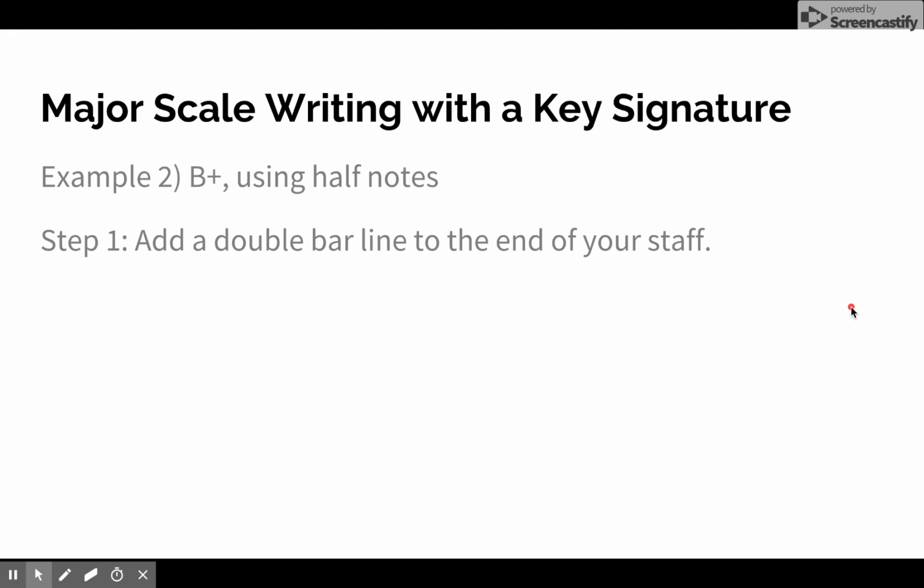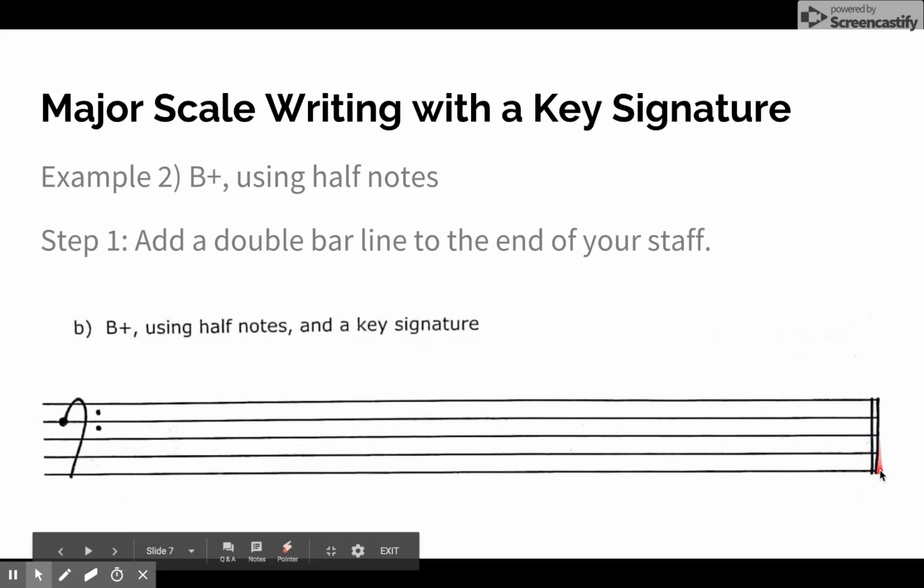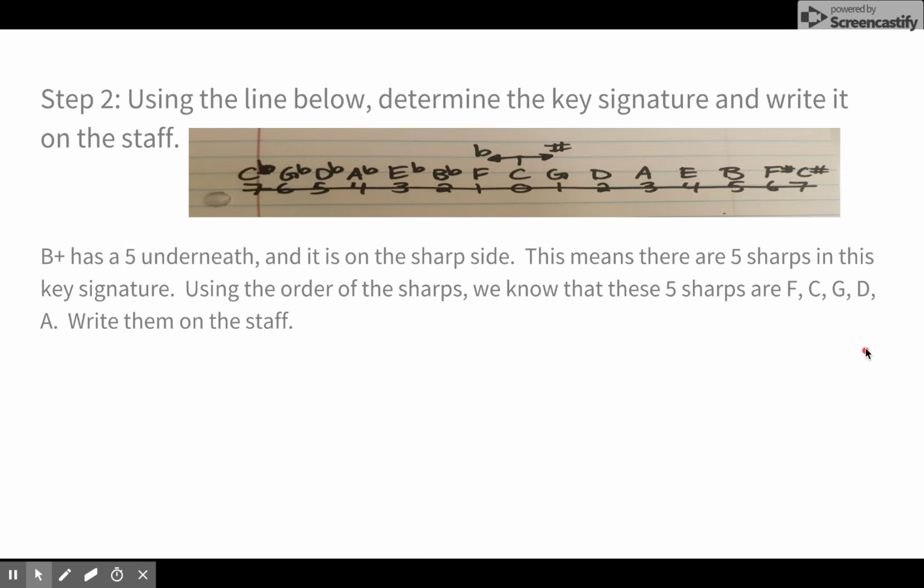For our second example, we're going to look at B major using half notes. So again, we're going to add the double bar line to the staff, and you'll notice this one is in bass clef. The first one is treble clef. We're going to use the line below to find our key signature. So here's B. It's on the sharp side, and the number underneath it is 5. So that means there are 5 sharps in the key of B major.